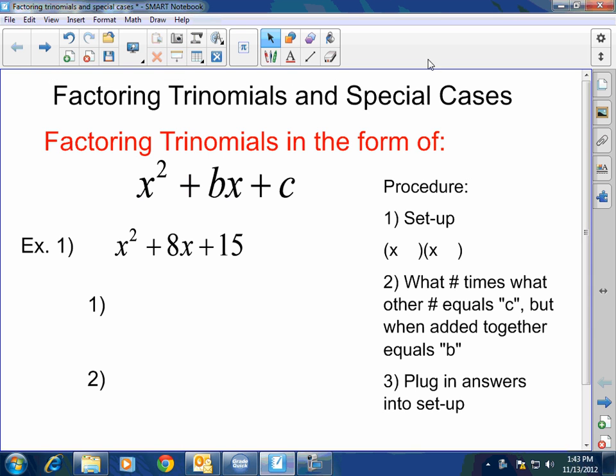Okay, guys, today we're going to finish up polynomials. Well, start to finish up. We may have to take 2 days for this lesson. We're going to be talking about factoring trinomials and special cases.